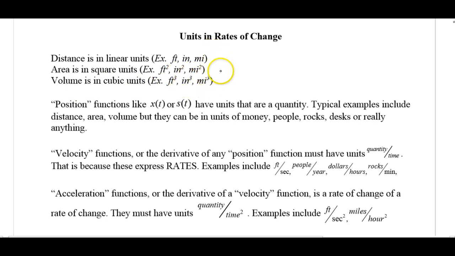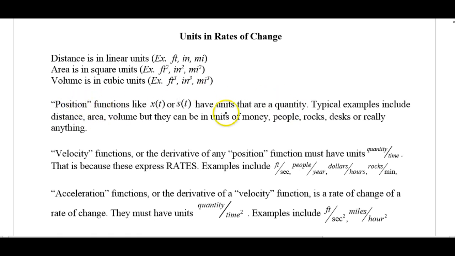All of these, again, you might think are pretty basic, but where students start to get confused is when we talk about position, velocity, and acceleration. Because position functions, like x of t or s of t, which are the typical notations for position functions, have units that are a quantity. Position functions, and I put that in quotes because they don't always have to be positions as in locations.